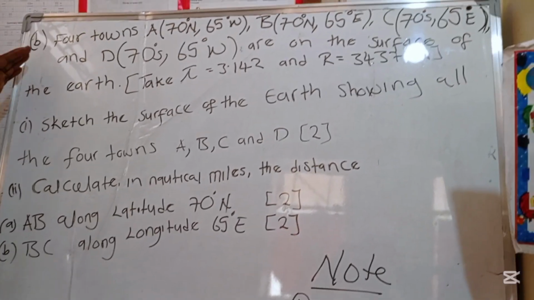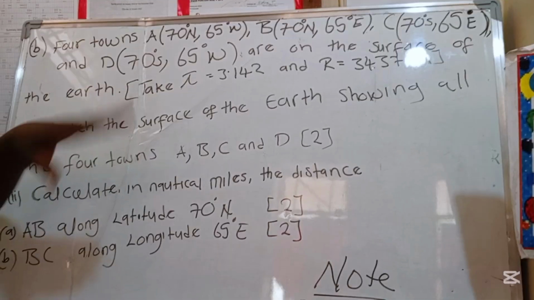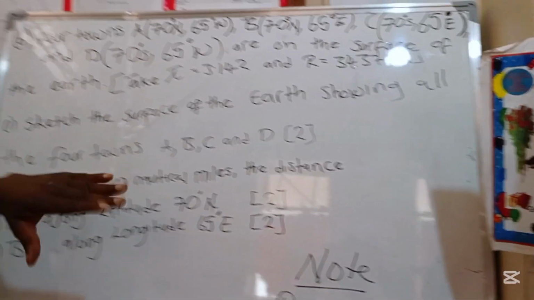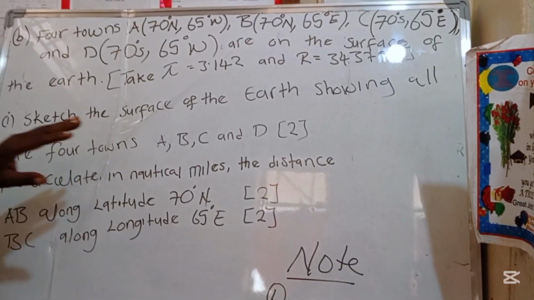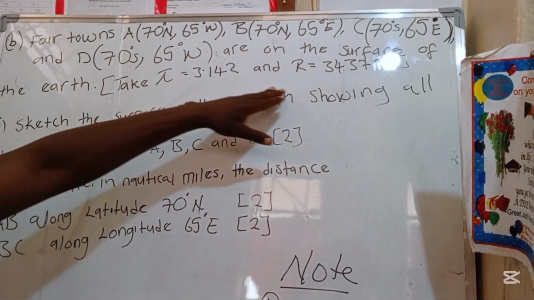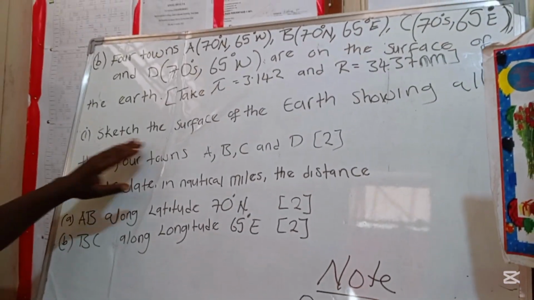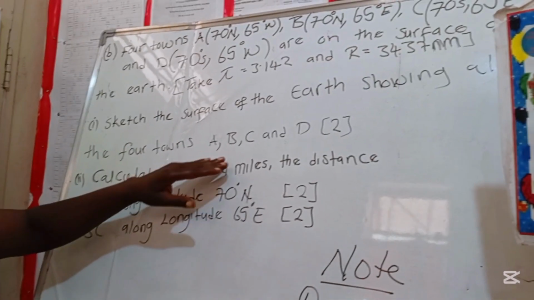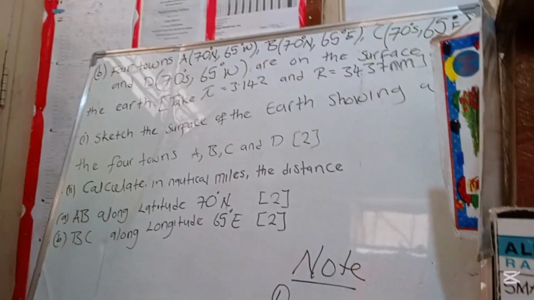Here we go. Four towns A, B, C, and of course D are on the Earth's surface. Take pi to be what? And my R to be that one. Sketch the surface of the Earth showing all four towns A, B, C, and D.